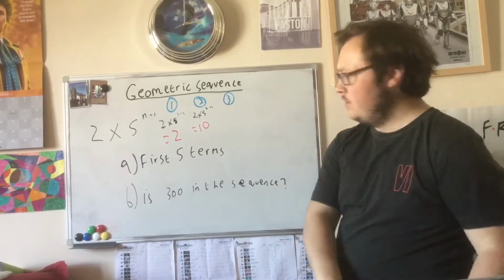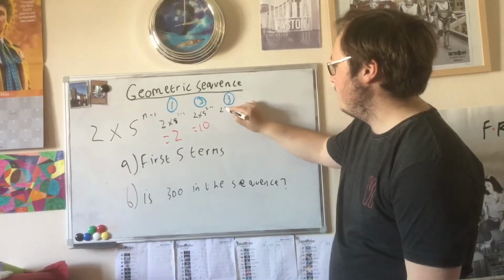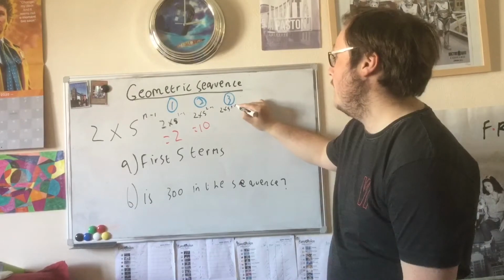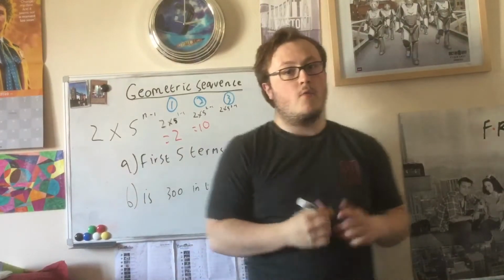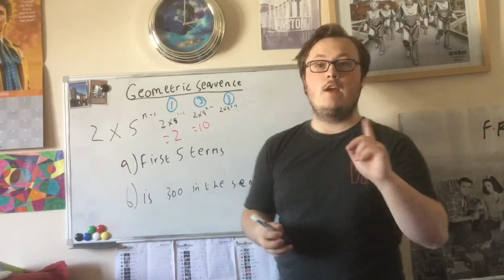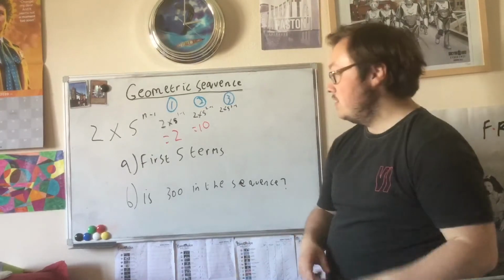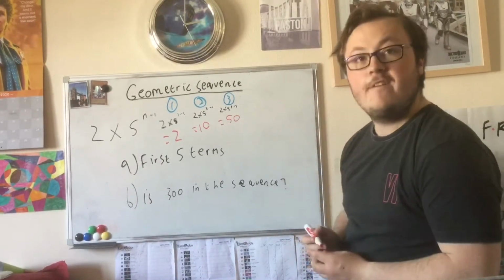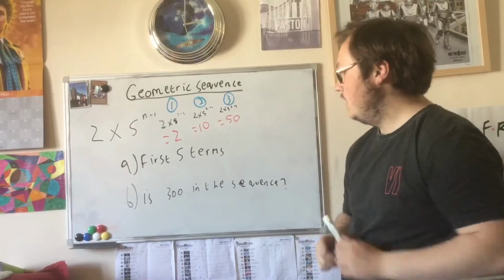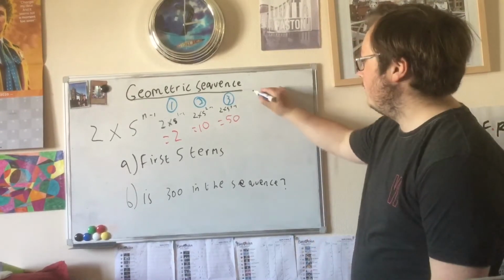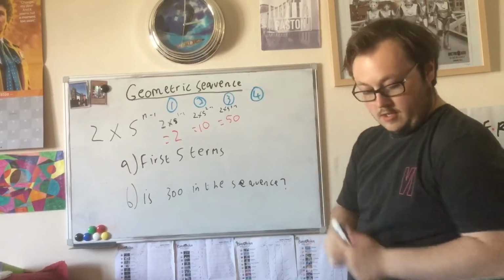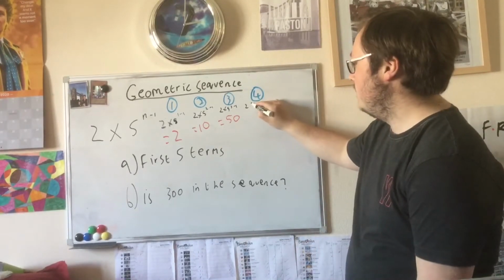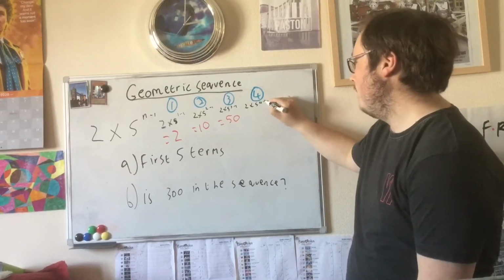So we do 2 times 5 to the power of 3 minus 1. 3 minus 1 is 2. 5 to the power of 2 is 25. 2 times 25 is 50. Now term number 4, it's 2 times 5 to the power of 4 minus 1.